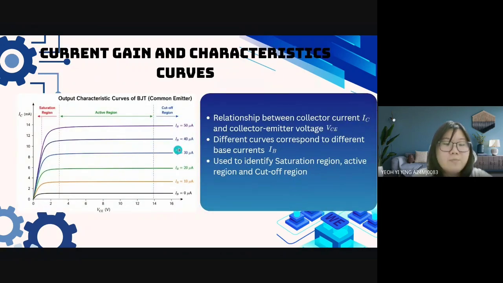And this is the output characteristic curve of BJT. The graph shows the relationship between collector current and collector-emitter voltage. The different curves correspond to different base currents. The graph is used to identify the saturation region, active region, and cutoff region.